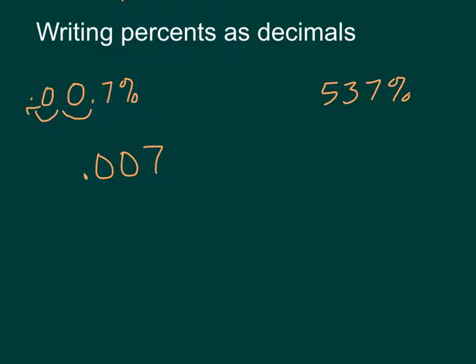With this one, 537%, the same thing. I know my decimal in this is right here. I've got to move it 2 spots to the left, so it's going to end up right there. So I would get 5 and 37 hundredths.